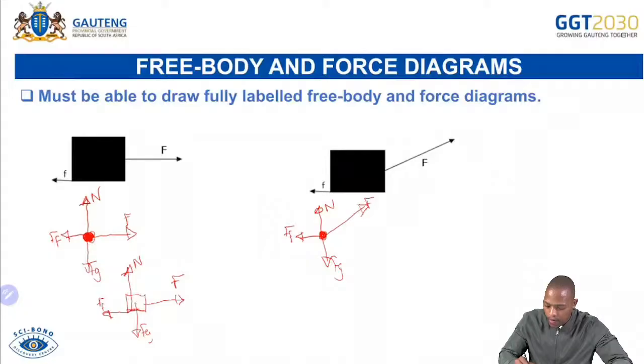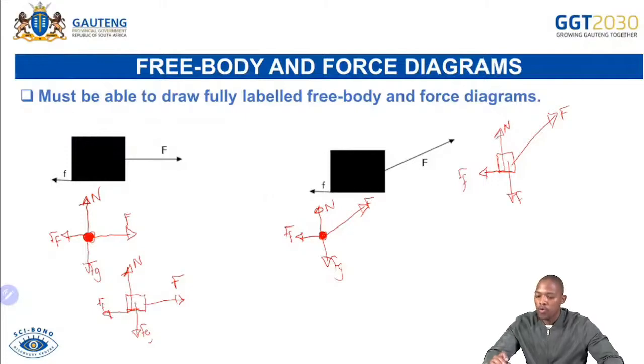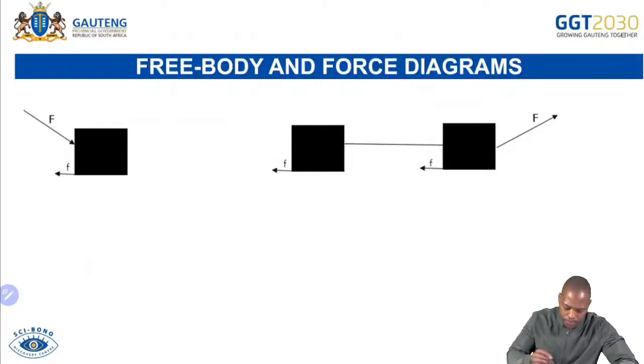Same thing here for the force diagram. You will have your normal force starting from the surface. You will have the force of gravity starting from the center. You will have the force applied at an angle. Then you will have the frictional force. So this is how you draw force diagrams. Let's look at two other examples, and then we can continue and start Newton's second law of motion.